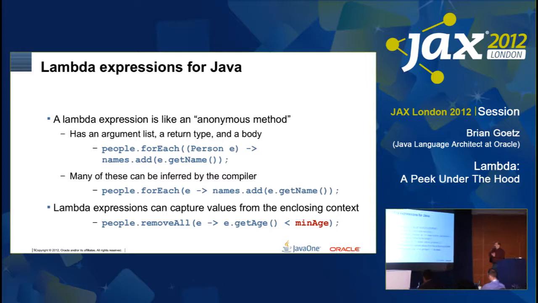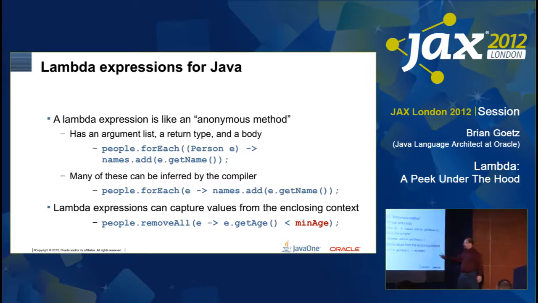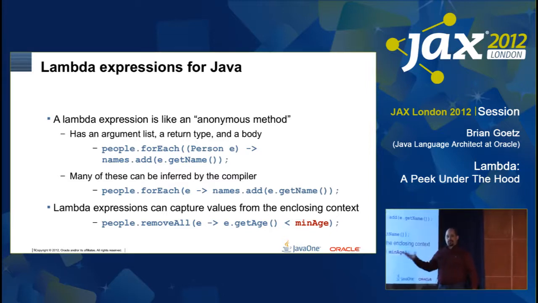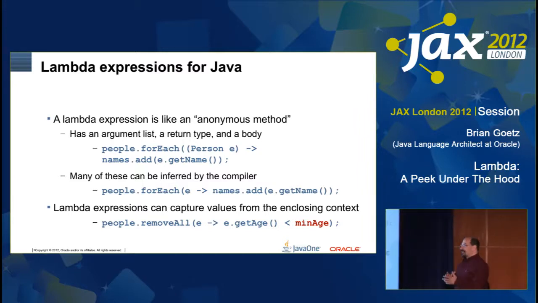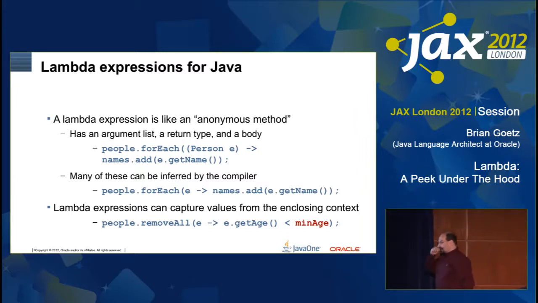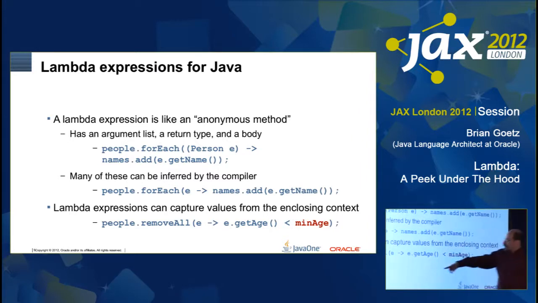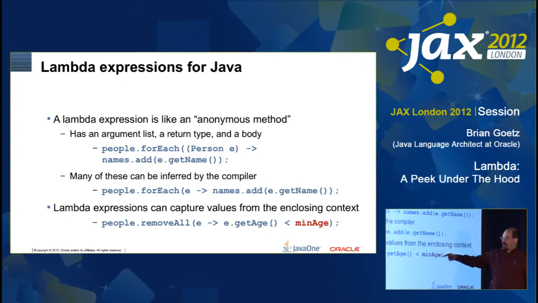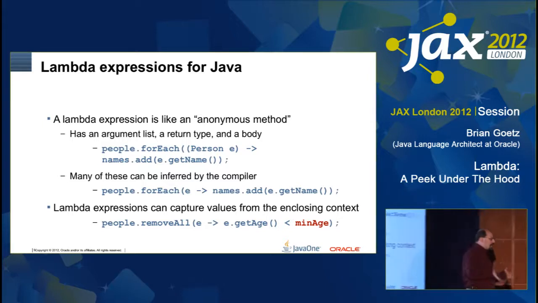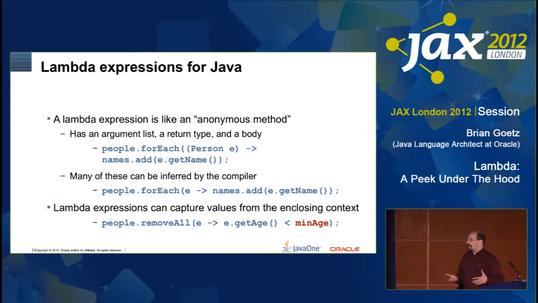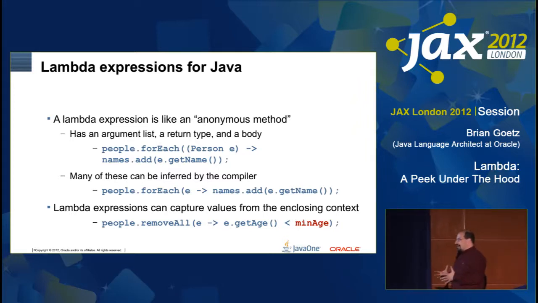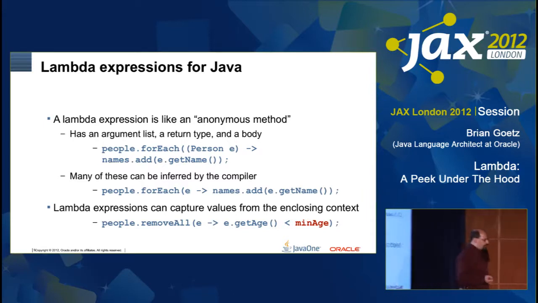And Lambda expressions, the body of a Lambda expression, can refer to names that are defined in the lexical context of the Lambda expression. In other words, from outside the Lambda expression. So you can say, remove all the people from this collection who are younger than some minimum age, where minimum age is a local variable or field defined in the lexical context of this statement. Okay, so these are the language concepts that we're adding, and so what this talk is about is how did we do that.